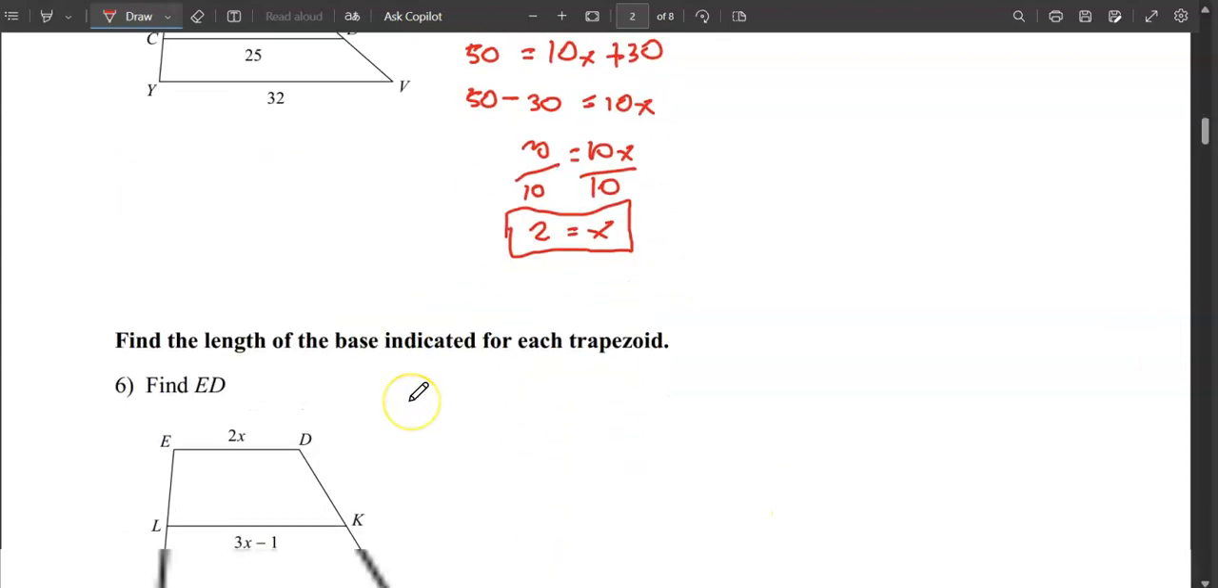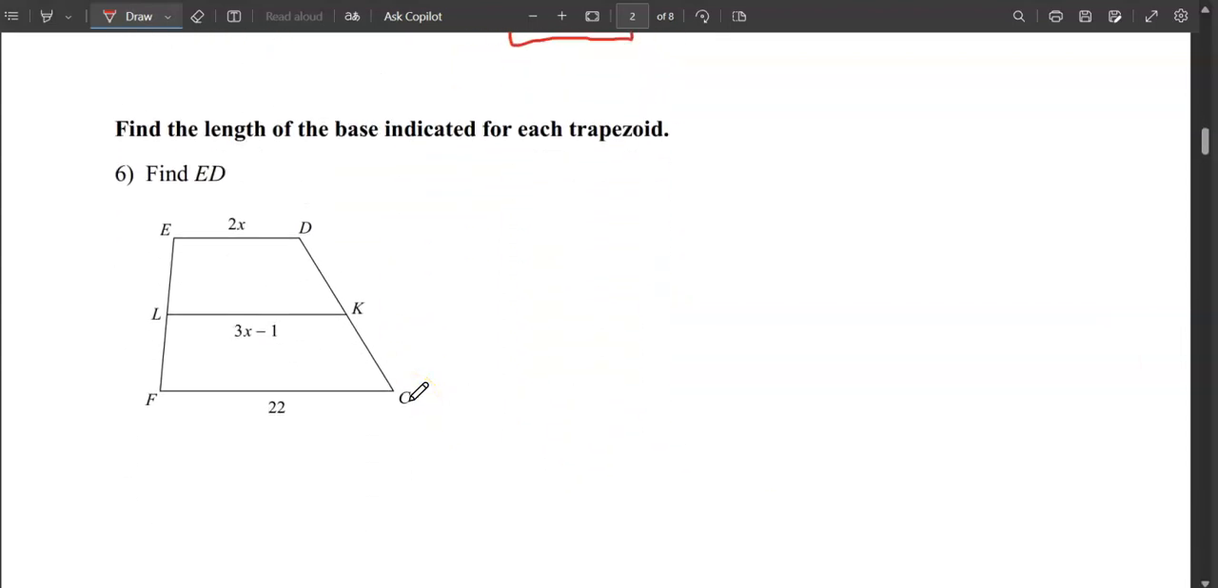Let's have number 6. Find the length of the base indicated for each trapezoid. So we are asked to find the value of the base. What we're going to do is solve first for x and then look for that value. So we know again that 3x minus 1 is equal to (2x plus 22) over 2. So cross multiply, we have 6x minus 2 equals 2x plus 22.